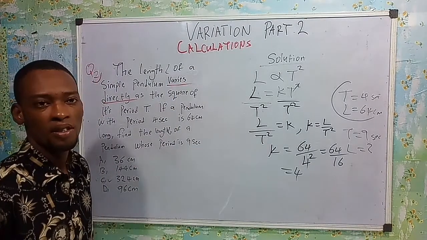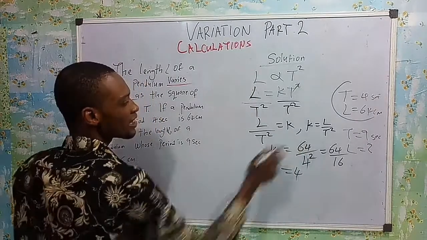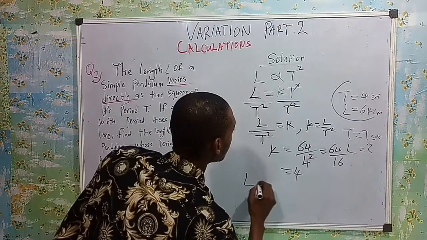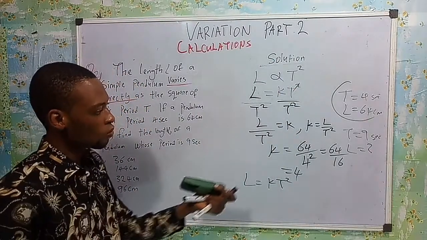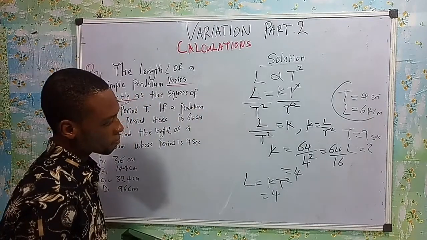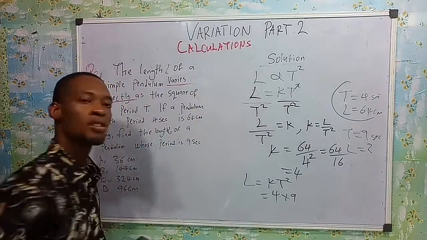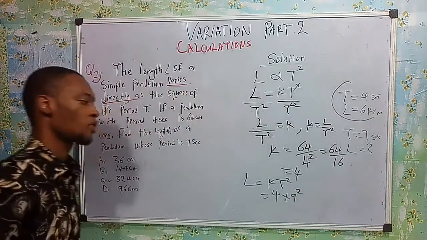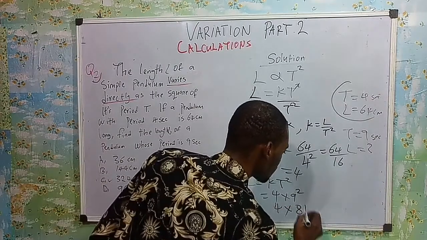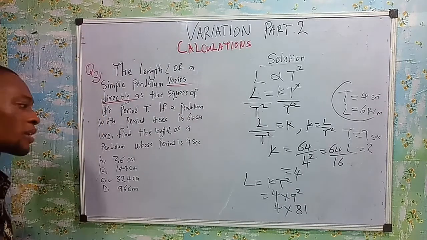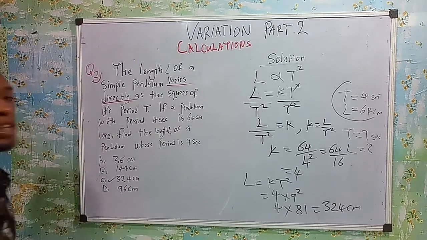So I think we'll be happy because we're almost done. What you do is bring out L equals k T squared, which is from here. Then we know k is 4, and now we are given T as 9. So times 9 squared. 9 squared is the same thing as 9 times 9, which is 81. So 4 times 81 will give you 324, which is C. So the answer is C.